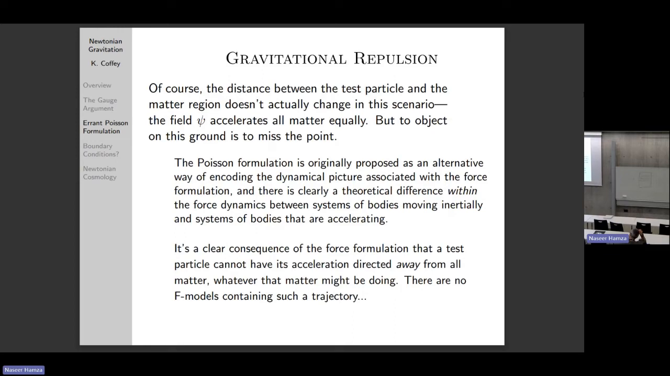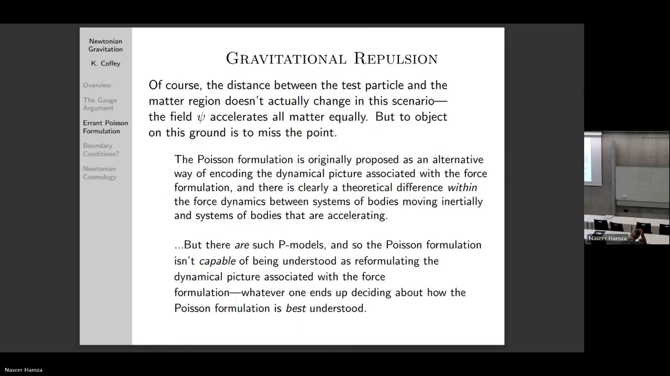And it's a clear consequence of the force formulation that a test particle can't have its acceleration directed away from all matter, whatever that matter might be doing. There are no F models containing such a trajectory. But there are P models. And so the Poisson formulation is incapable of being understood as reformulating the dynamical picture associated with the force formulation. And I think that that's true whenever one ends up deciding about how the Poisson formulation is best understood.